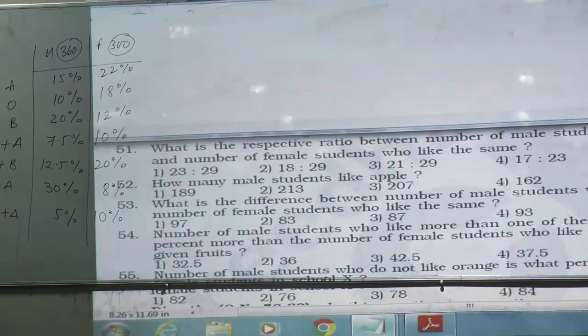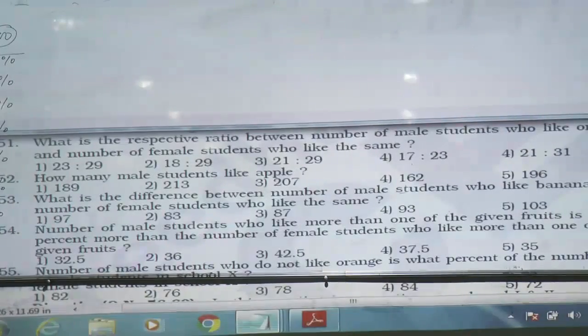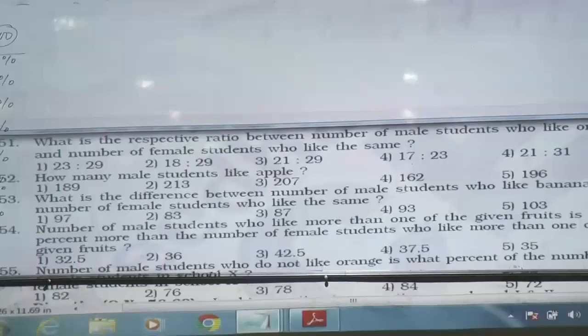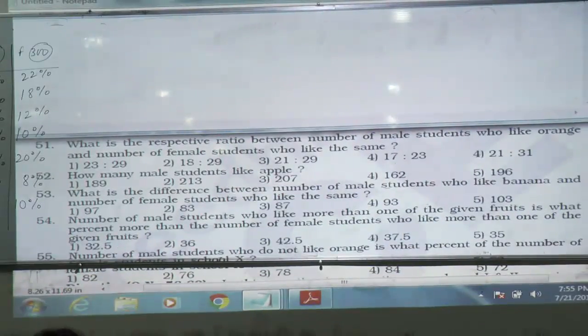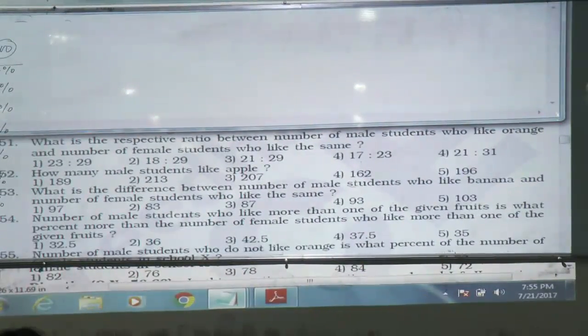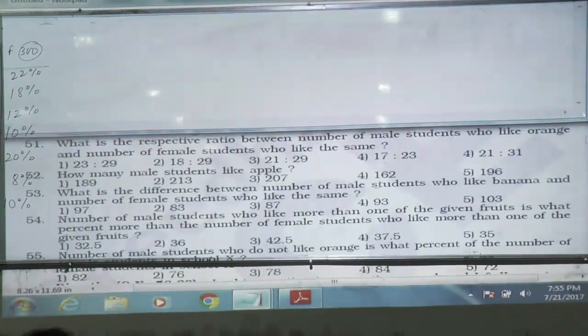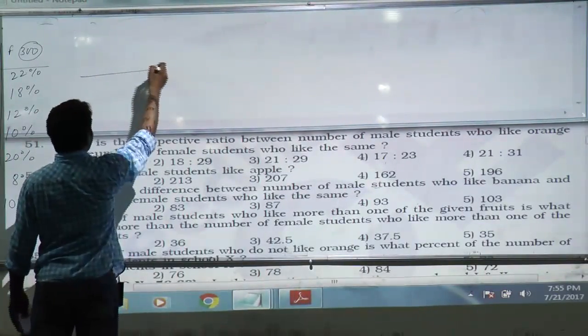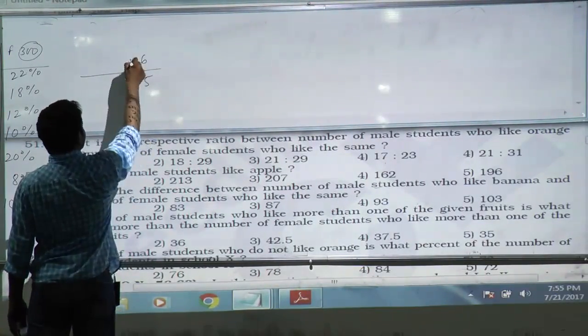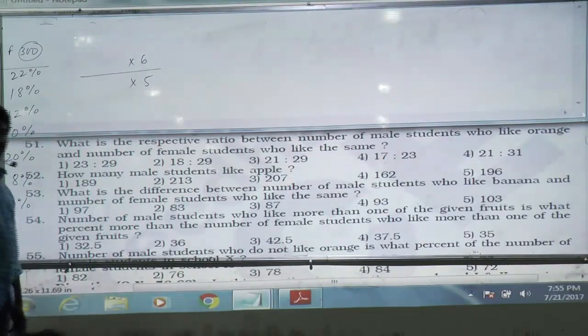What is the respective ratio between number of male students who like oranges and female students who like the same? Oranges. Male who like oranges and female who like oranges. First of all, what is the ratio between male to female? 6:5. And those who like orange.